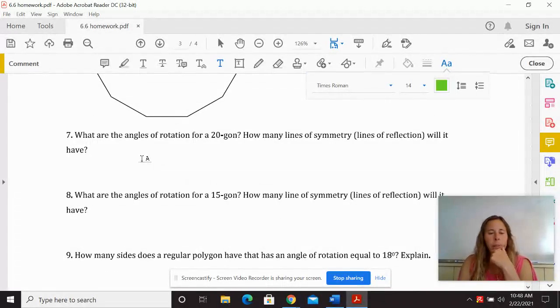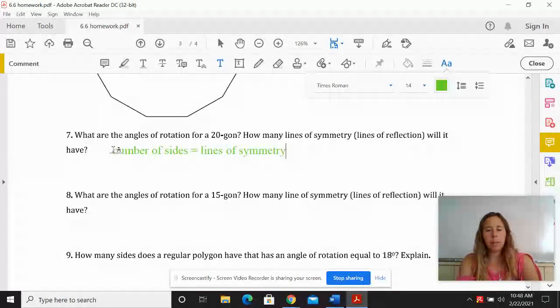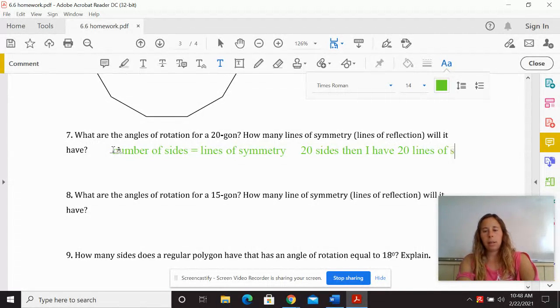Number 7, what are the angles of rotation for a 20-gon? So a 20-sided polygon, we use the formula again. And how many lines of symmetry, lines of reflection, will it have? Well, remember, number of sides equals lines of symmetry. So if I have 20 sides, then I have 20 lines of symmetry.